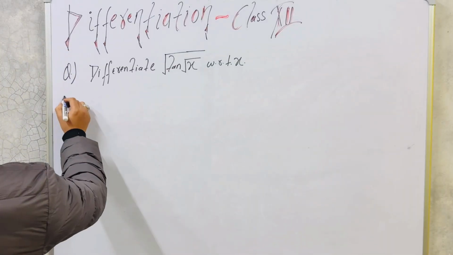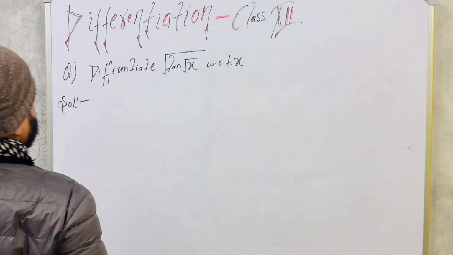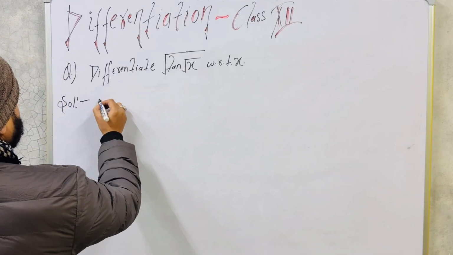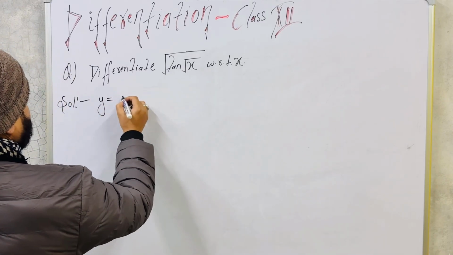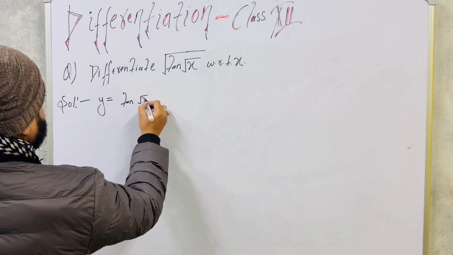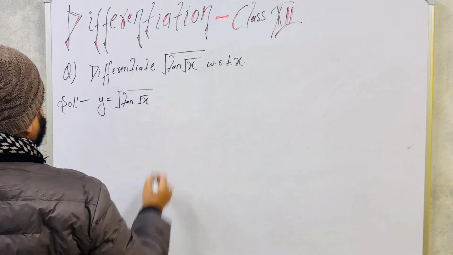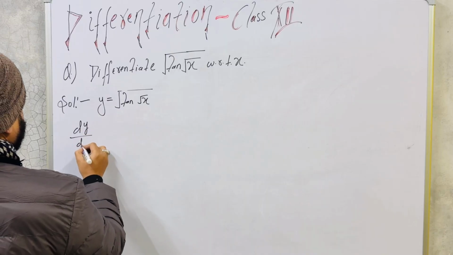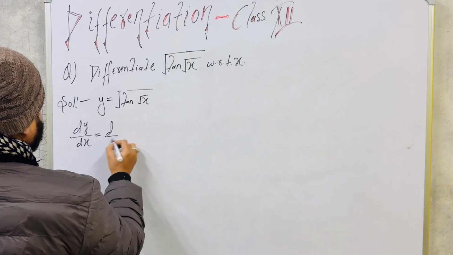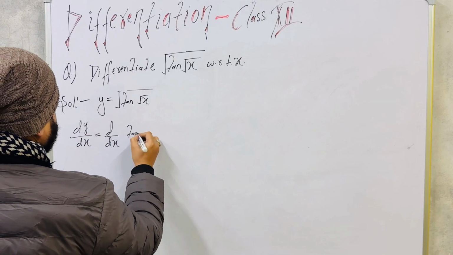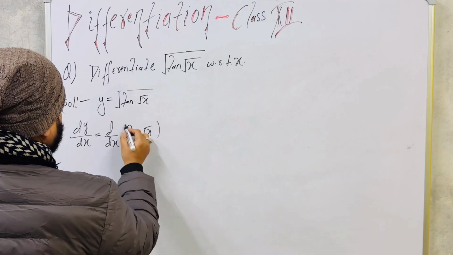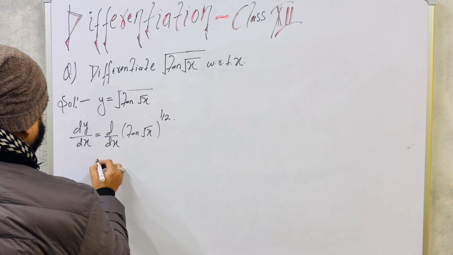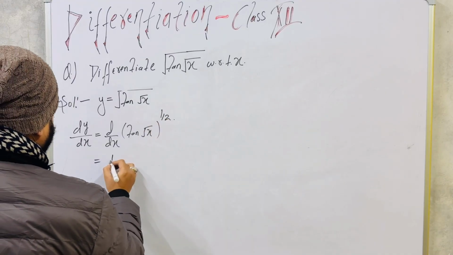The next question is differentiate under root tan under root x with respect to x. Firstly, we have to write this question, let y is equal to tan under root x to the whole under root. Okay, now differentiate dy by dx is equal to d by dx of tan under root x to the whole power 1 by 2. Okay, we have differentiate this question.